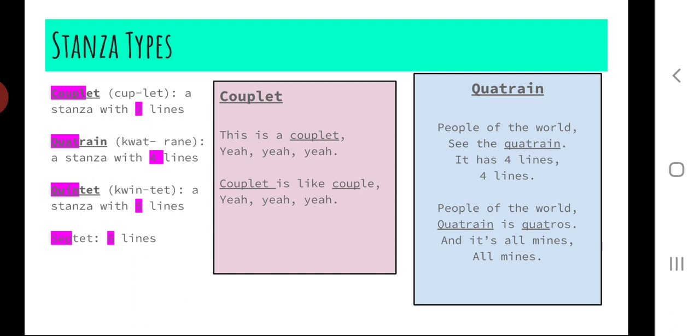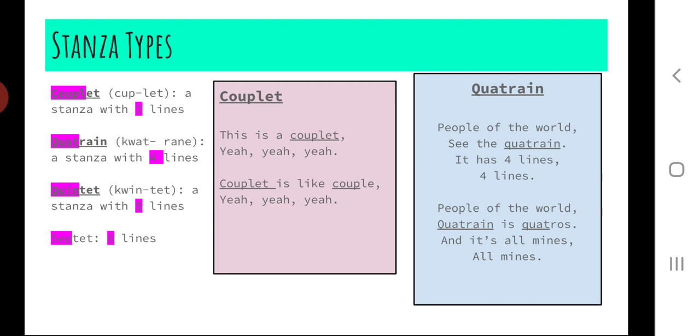So quatrain, we have that it starts with quat. Quad means 4. If you have quadruplets, you have 4 babies born at the same time. If you have a quadrilateral in math, it is 4 sides. So a quatrain is a stanza with 4 lines.